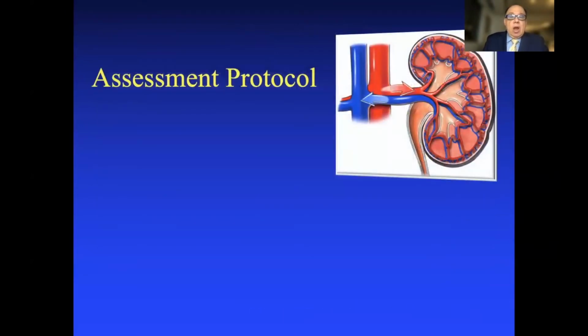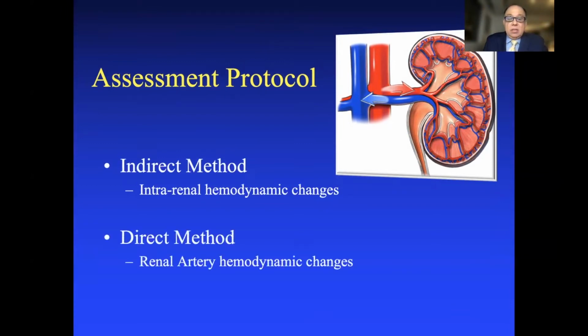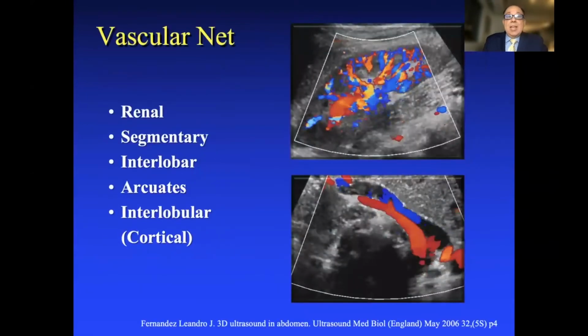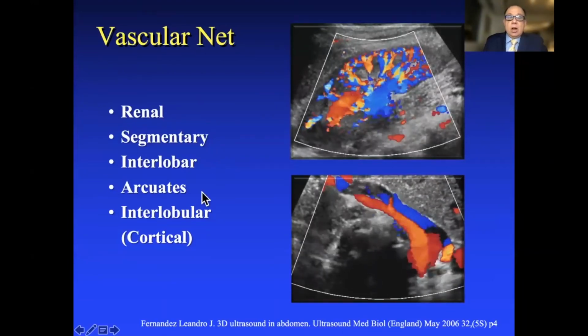The assessment protocol has 2 steps. The first, the indirect method, we have to observe the intrarenal hemodynamic changes, and the direct method, the renal artery hemodynamic changes. We have to study all the vascular net: the renal, the segmentary, the interlobar, the arcuates, the interlobular arteries.